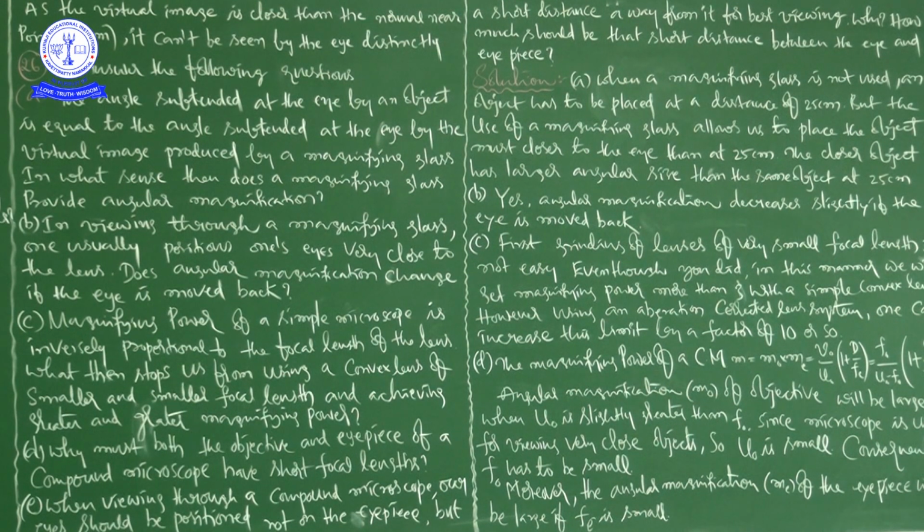Here, the angular magnification M naught of the objective will be large when U naught is slightly greater than F naught, because of the mathematical arrangement of these quantities. Since a microscope is used for viewing very close objects, as in our biology lab where you keep the object very close, U naught is small. Consequently, F naught has to be small.